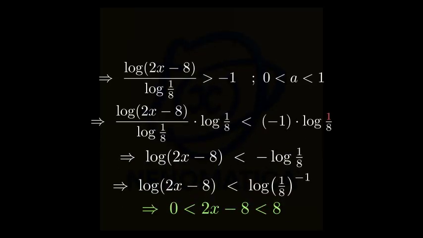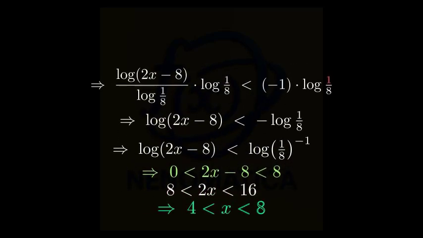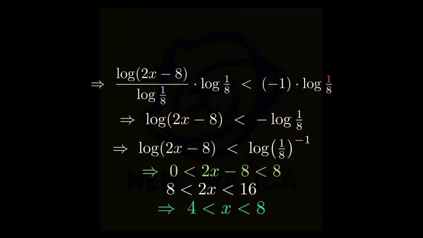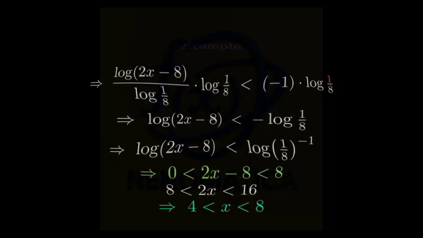Step 5. Remove the logarithms. Since common log is increasing, we can compare the arguments directly. The right side becomes 8, and the argument of the left side must be positive. Therefore, 0 is less than 2x minus 8, and 2x minus 8 is less than 8. Step 6. Solve the compound inequality. Add 8 to all 3 parts, and then divide by 2.